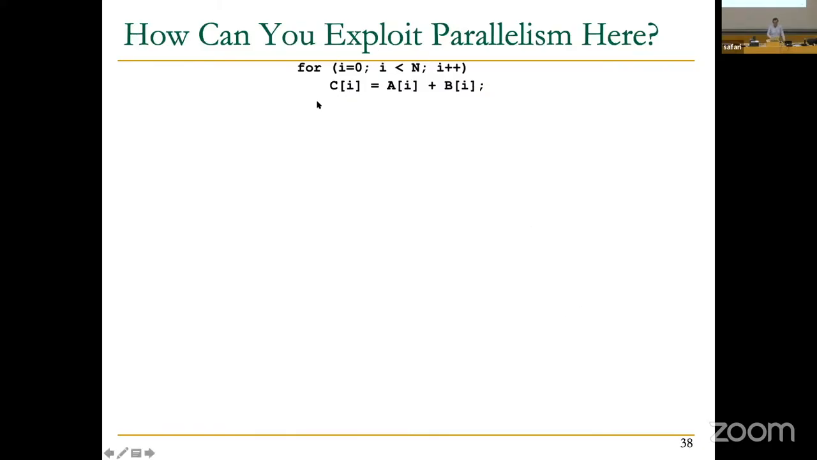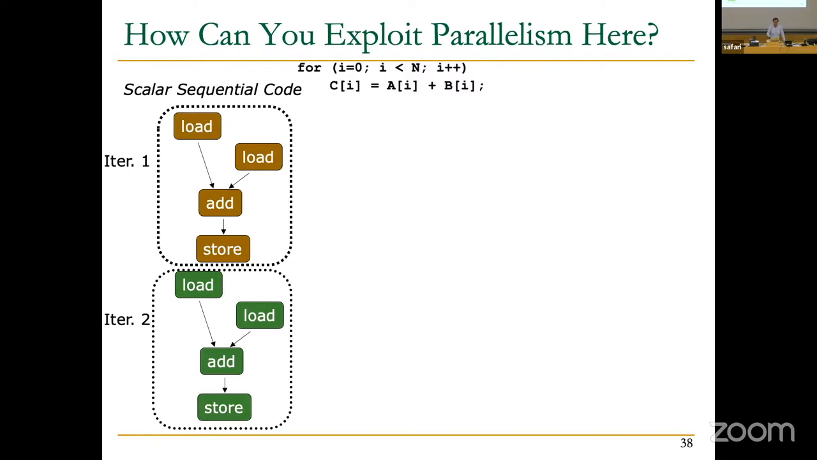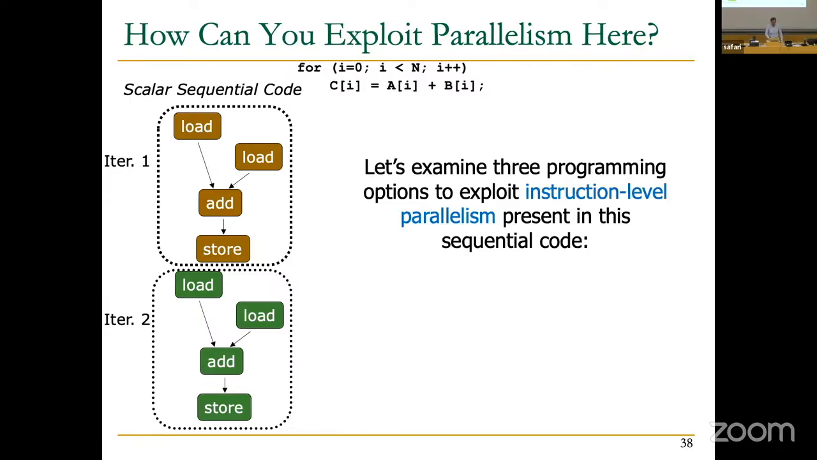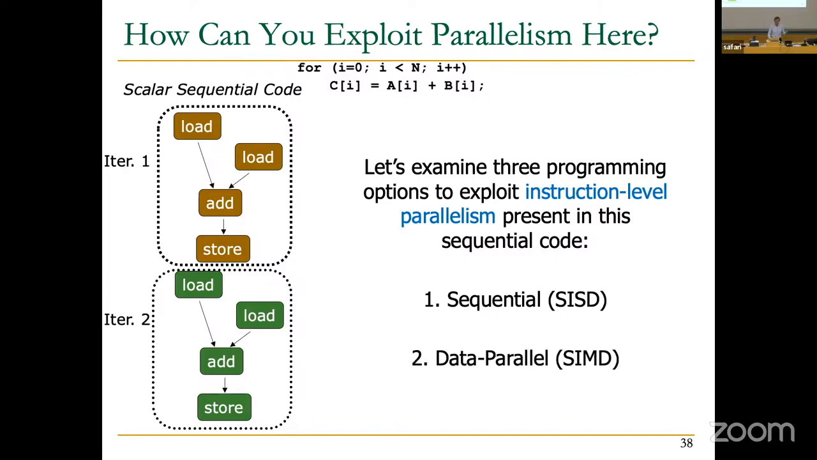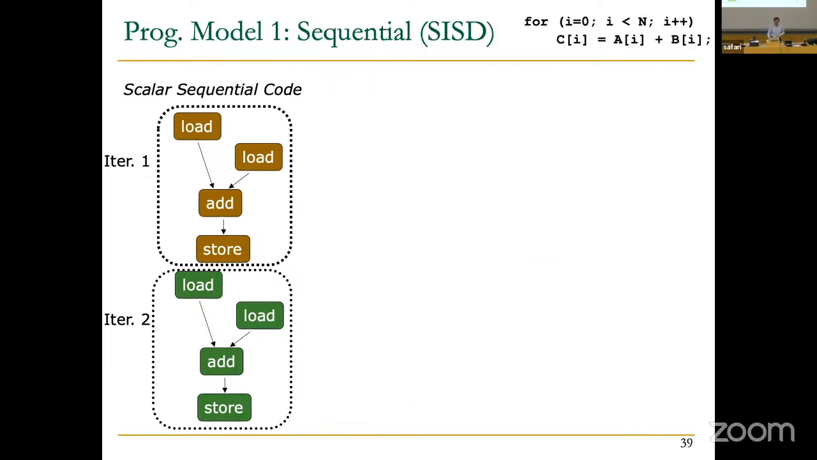This is our code, very simple, vectorizable. And this is the scalar sequential code. This is how you might program it, right? I don't show the instructions, but you can imagine what the instructions are, and we don't have the branches clearly over here. So let's examine 3 programming options to exploit instruction level parallelism in this sequential code. Sequential, single instruction, single data, data parallel, single instruction, multiple data, and multi-threaded, multiple instruction, multiple data, or SPMD, as we will see.